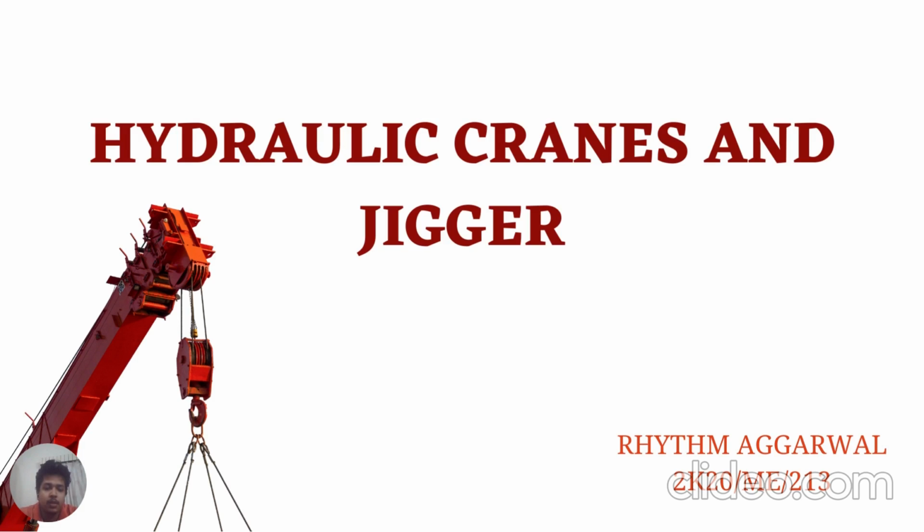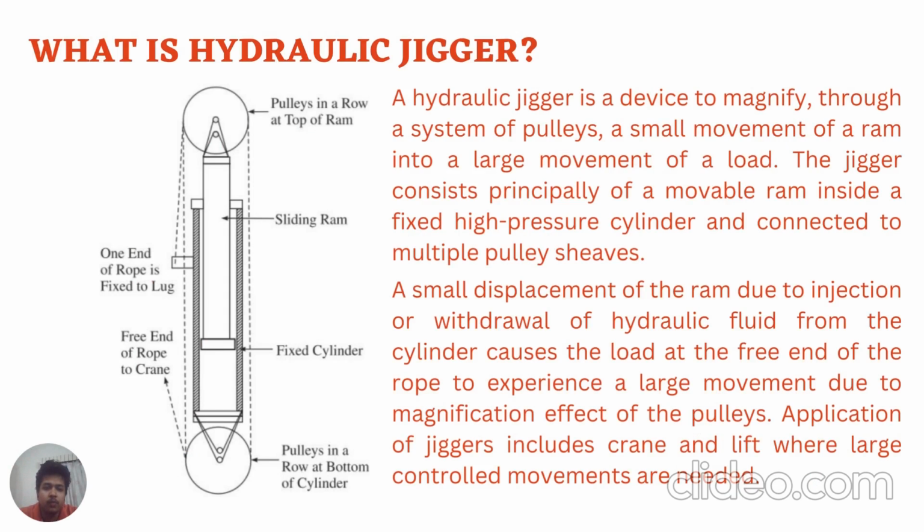So today we will discuss hydraulic cranes and jigger. So let's see what is jigger and cranes. So let us first understand what is a hydraulic jigger. It is a device which magnifies, through a system of pulleys, a small movement of a ram into a large movement of load.